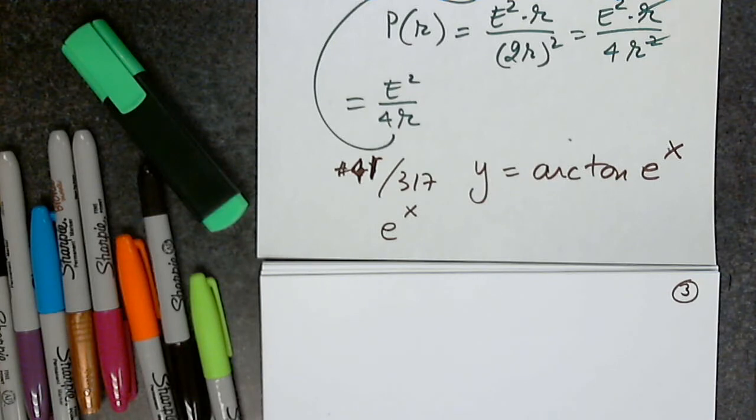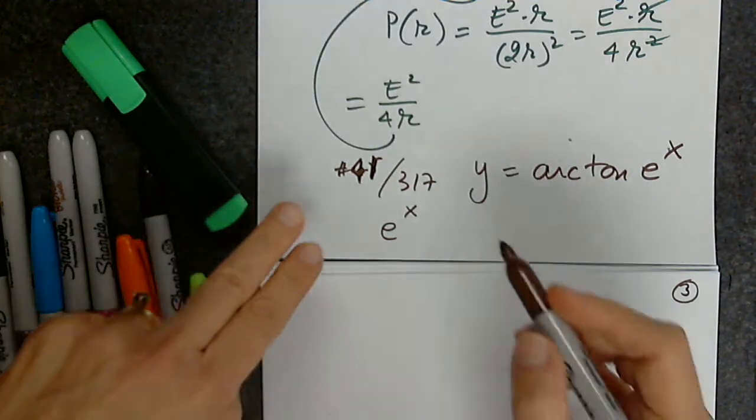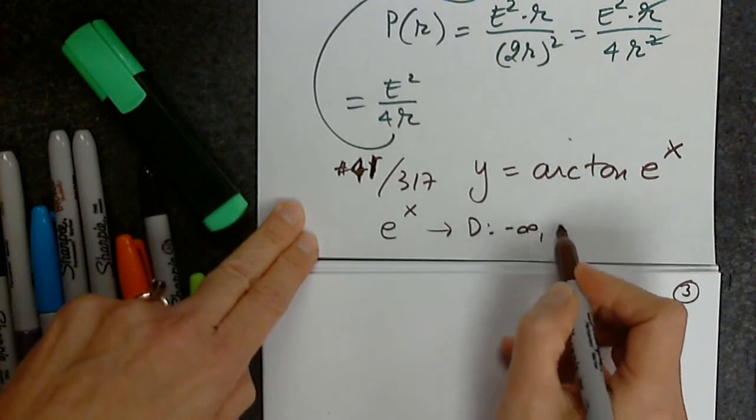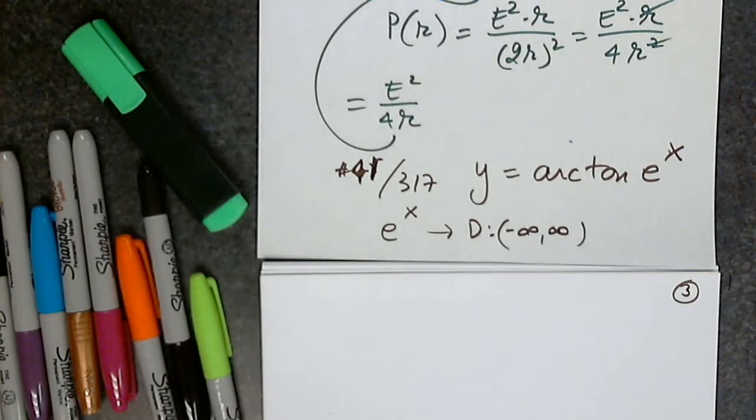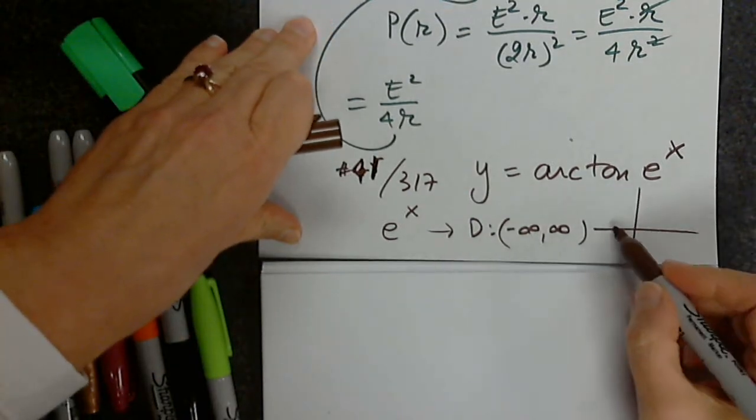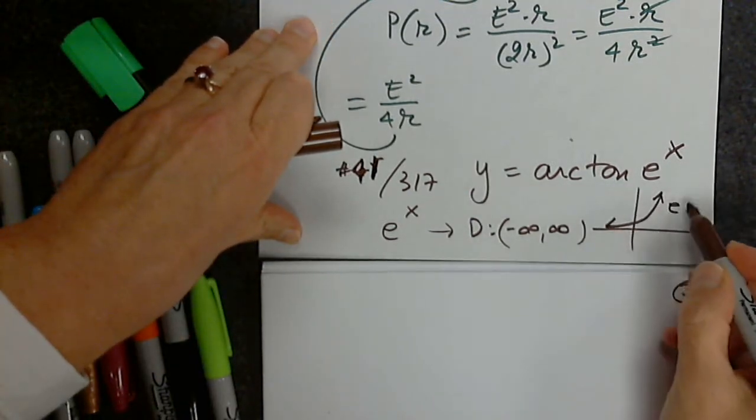All real numbers, friendly function, defined everywhere. So for this one, the domain is everything. Now I have to think about, and remember, the graph. This is very important. This is the graph of e to the x.